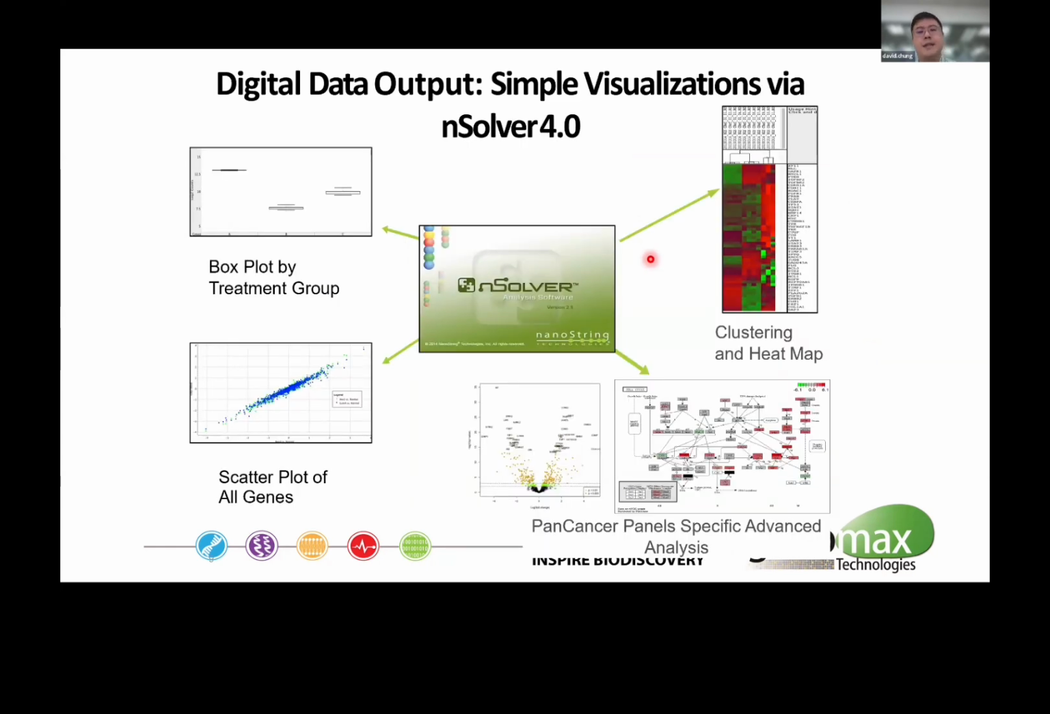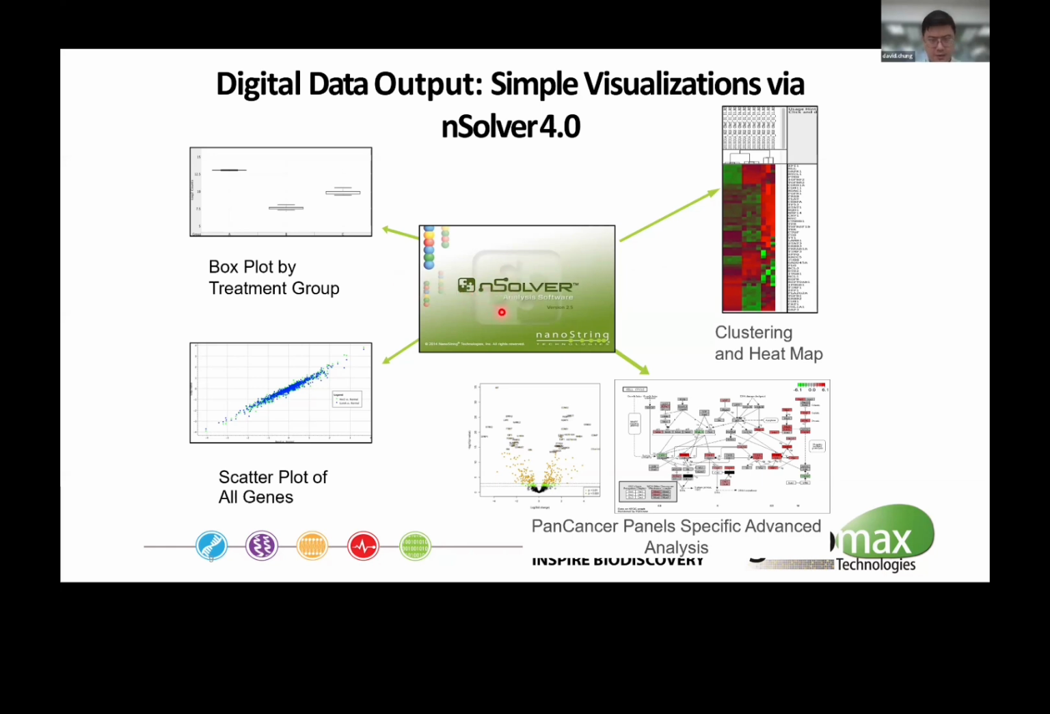Another advantage is that for Nanostring, they already have data analysis software for free, which is called nSolver. So you do not actually need to pay extra just to get the data analysis done.